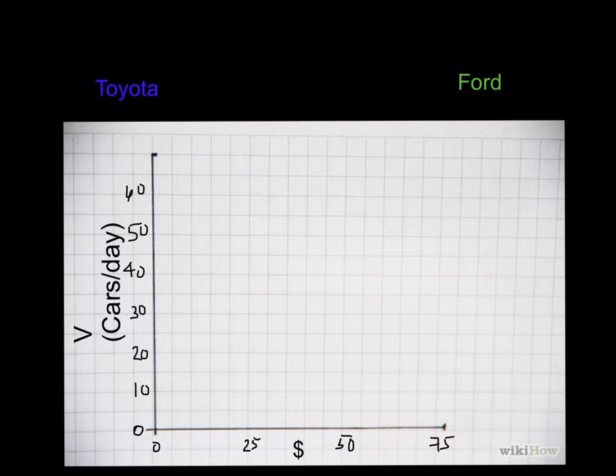Okay, so in this example, I just picked two car companies, Toyota and Ford. I had to pick Ford because I have an aunt and uncle that work for Ford. But let's suppose that Toyota can have a production at the Toyota car plant. It can have a production that looks like this. Okay. Then let's suppose Ford's production looks something more like this.